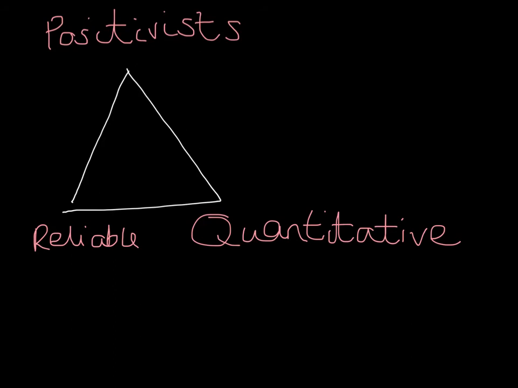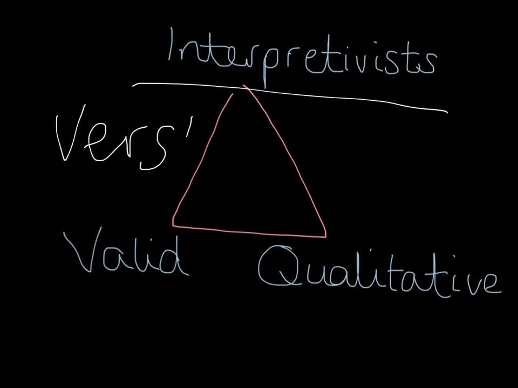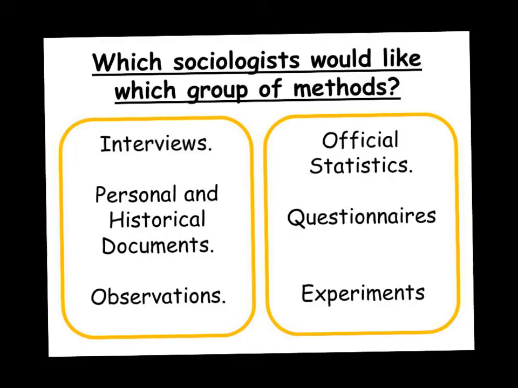So if we look at these little beautifully drawn triangles, positivists are aiming for reliable data and they get that by using quantitative research methods, whereas interpretivists are looking for Verstehen. I put Verstehen there because that's our key term that we need to know for interpretivism. And that means that they prefer valid data, so they use qualitative research methods instead.